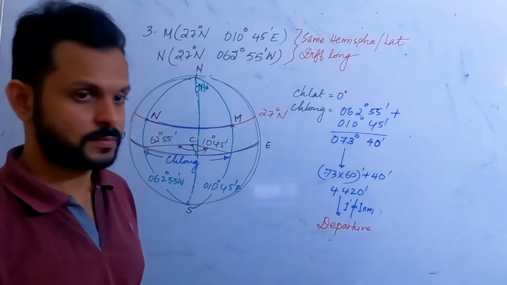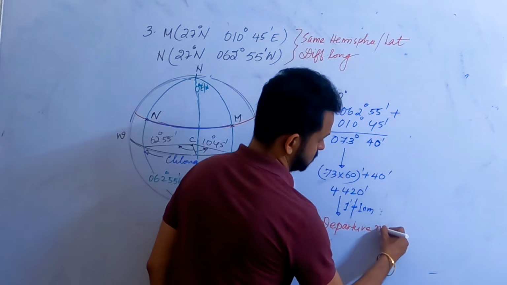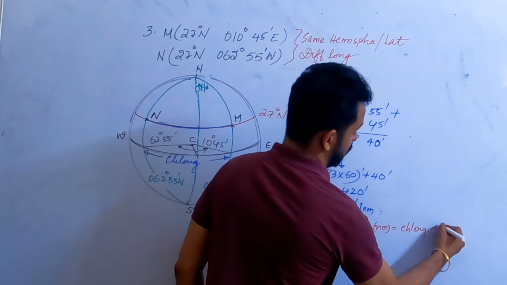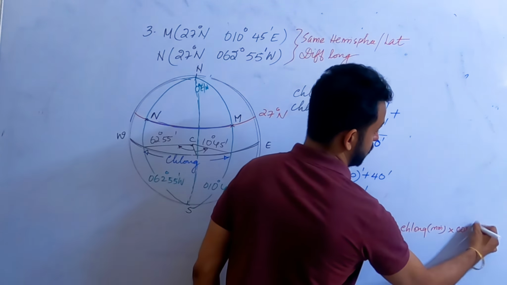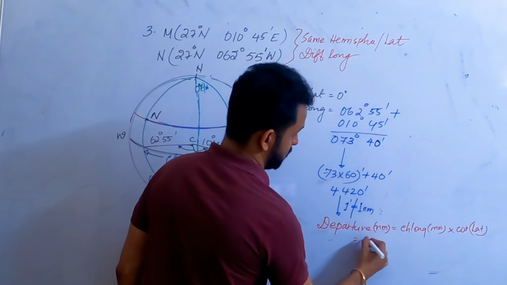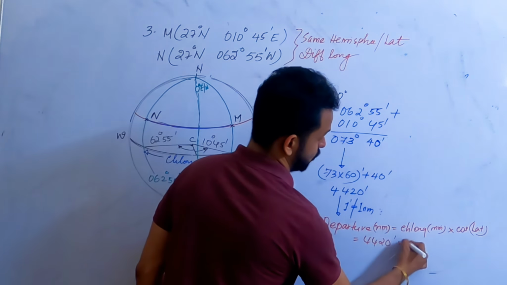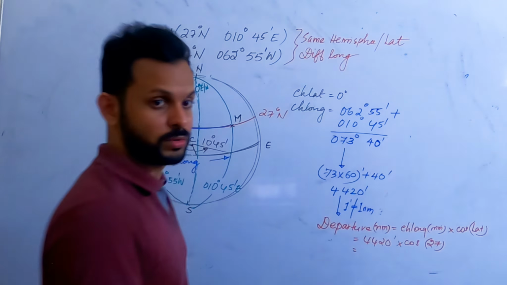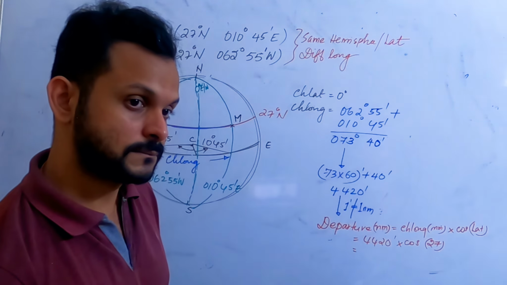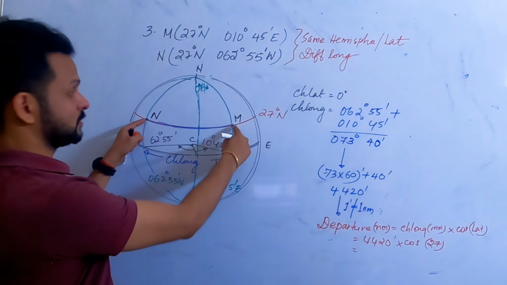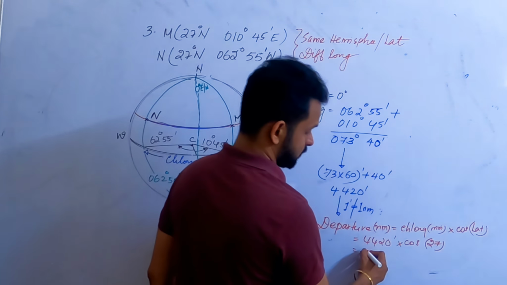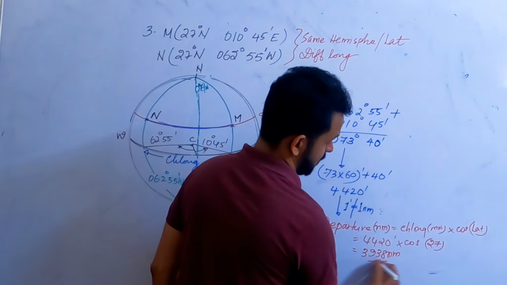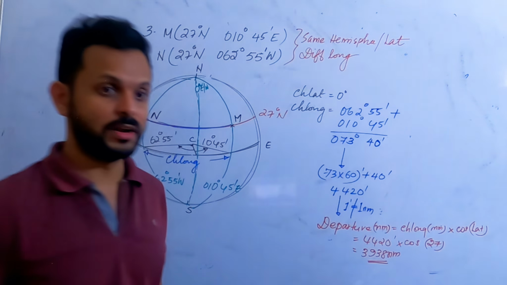You can find 4420 multiplied by cos of 27. It is 3938.2 nautical miles. So departure in nautical miles is change in longitude in minutes times cos of latitude. That's going to be 4420 minutes times cos of 27 degrees. So you're going to get a value less than 4420 or more? It will be less, because the distance is going to be lesser as we go on. But how much? 3938, and the value is in nautical miles. The departure equation will yield you the value in nautical miles.